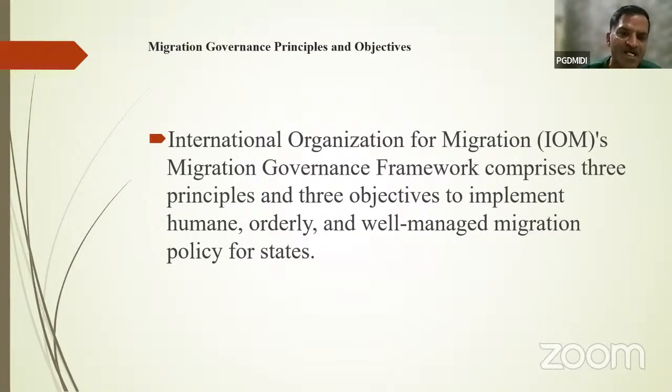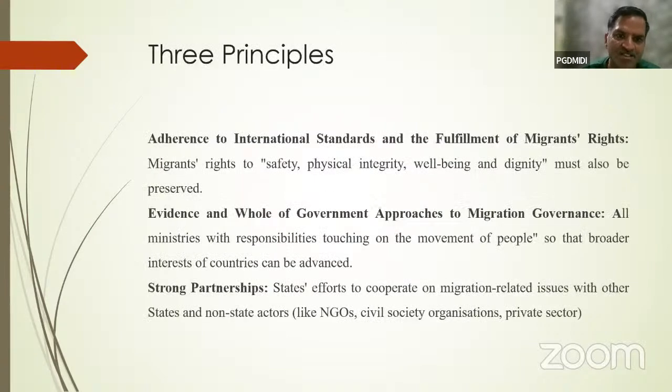Then, migration governance principles and objectives. The International Organization for Migration, IOM, mentioned that the migration governance framework comprises 3 principles and 3 objectives to implement humane, orderly, and well-managed migration policies for states. What are those 3 principles and 3 objectives? The 3 principles are adherence to international standards and the fulfillment of migrants' rights. For migrant rights, safety, physical integrity, well-being and dignity must be preserved. This is the first principle.